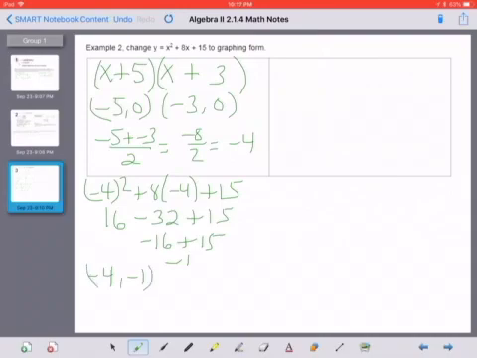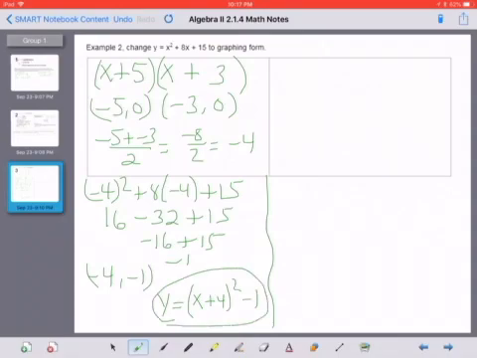So if I want to write this in graphing form, I can write it as y equals x plus 4 to the second power minus 1. So that's one way I could get my graphing form. The other way is by completing the square. So I know that I'm going to use x squared plus 8x, and I'm going to complete my square.